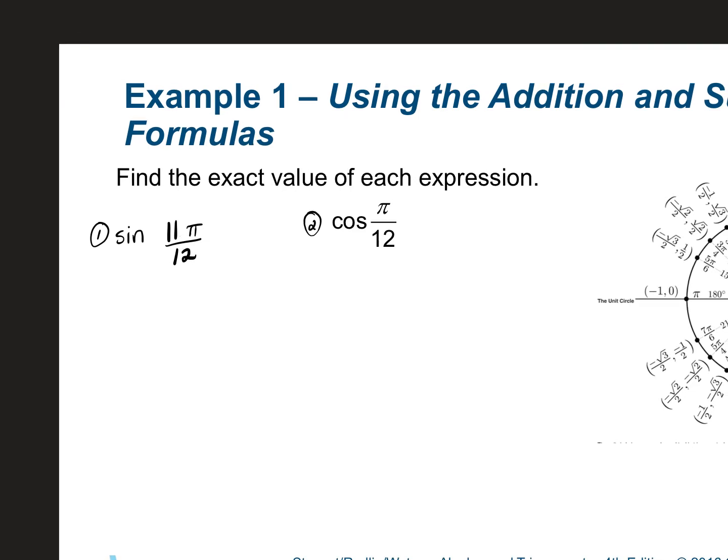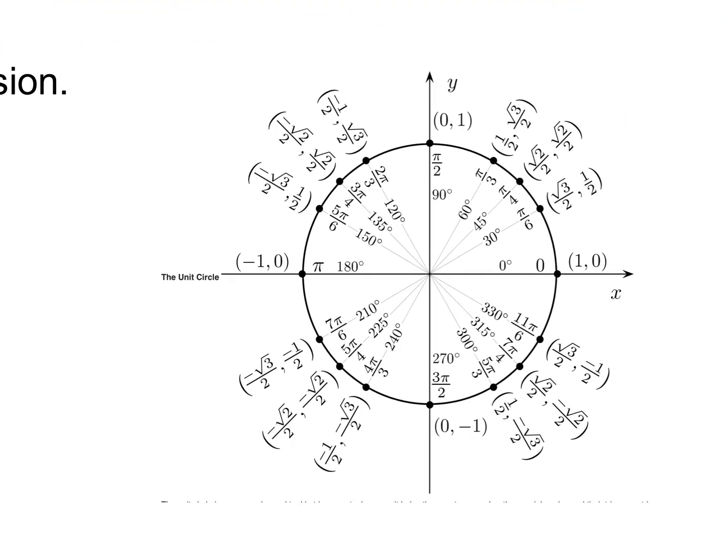First of all, change your number 1 to 11 pi over 12. The example that I gave did not work out correctly. So you will get the unit circle on your quiz.